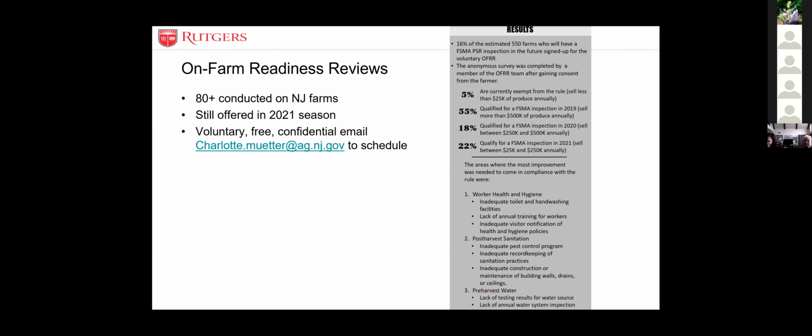So it's a nice way to get an idea of how your operation is going to get through the inspection process. We've conducted over 80 of these in New Jersey. We're still offering them going forward. So as long as somebody wants to have a readiness review, they'll be offered, and this is a collaborative effort between the Rutgers Food Safety team and the Department of Agriculture.